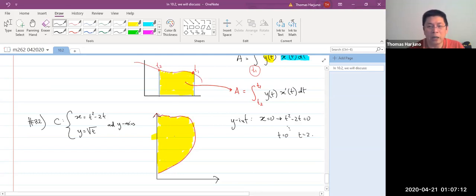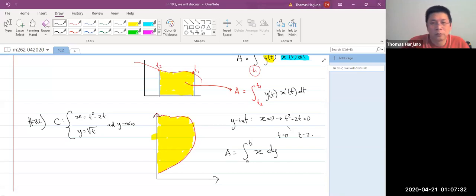Now the area to the y-axis, so instead of to the x-axis, the area to the y-axis will be the integral from a to b of x dy. Is it right? That's the area to the y-axis. I hope you remember this.